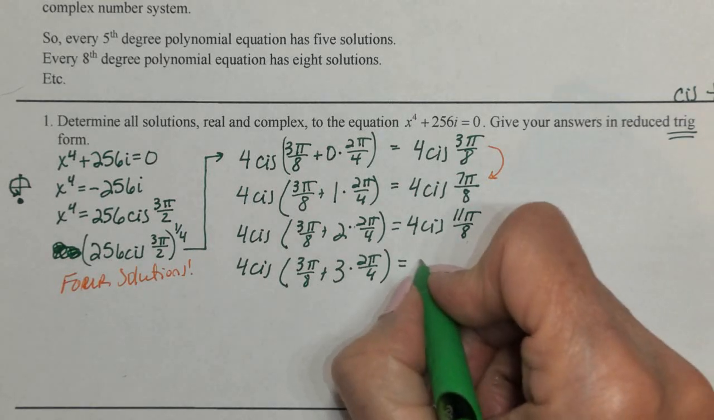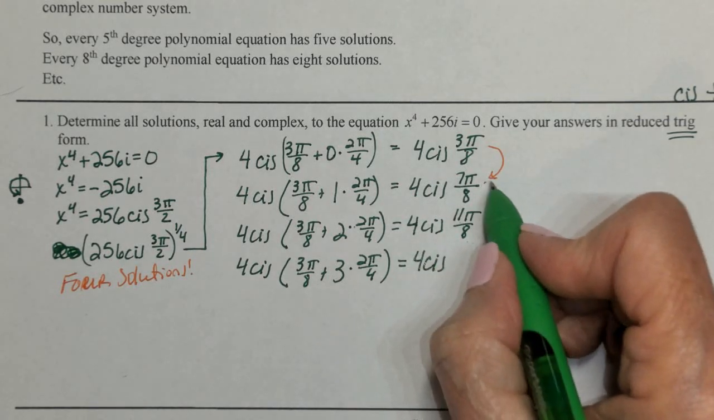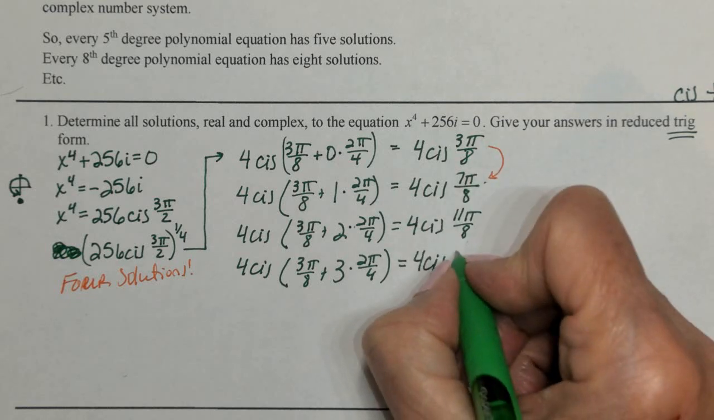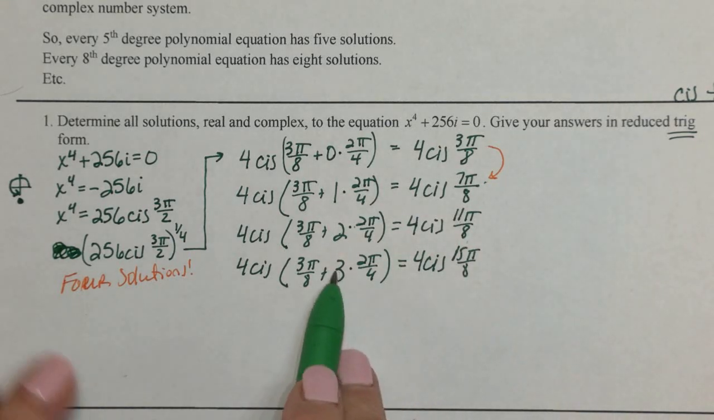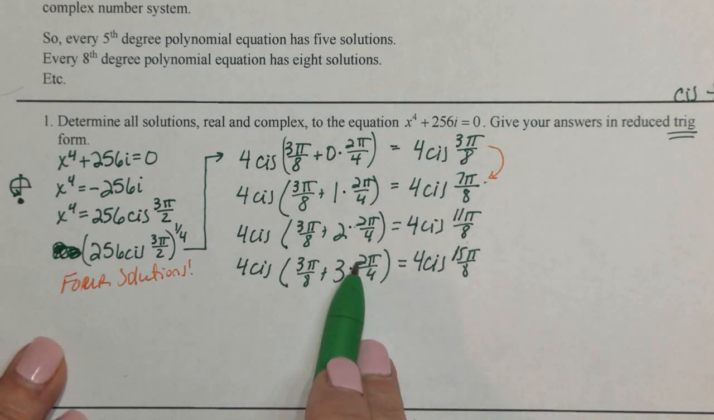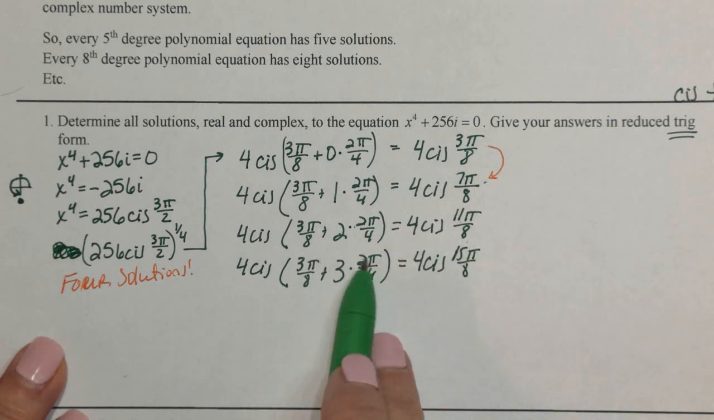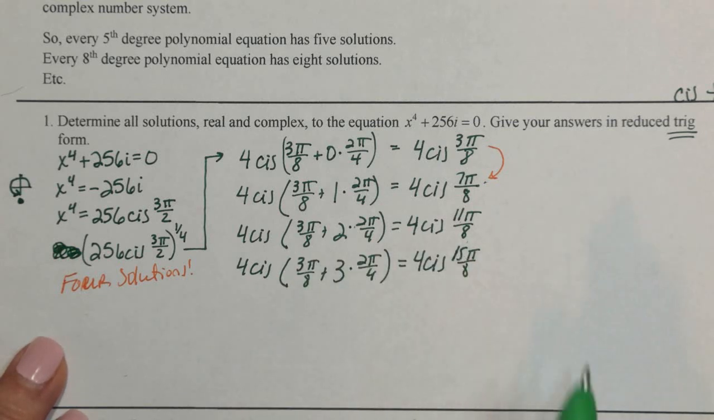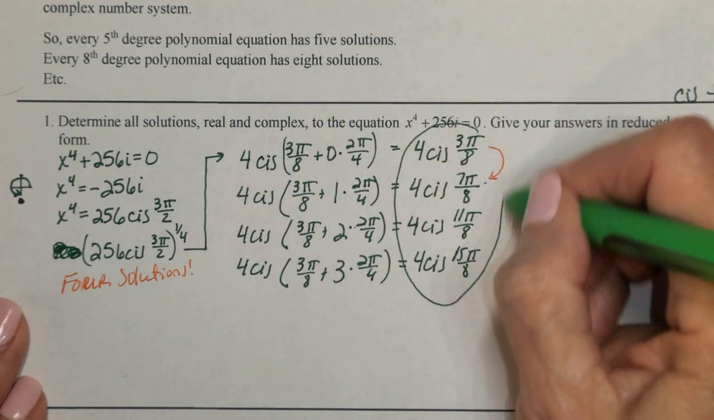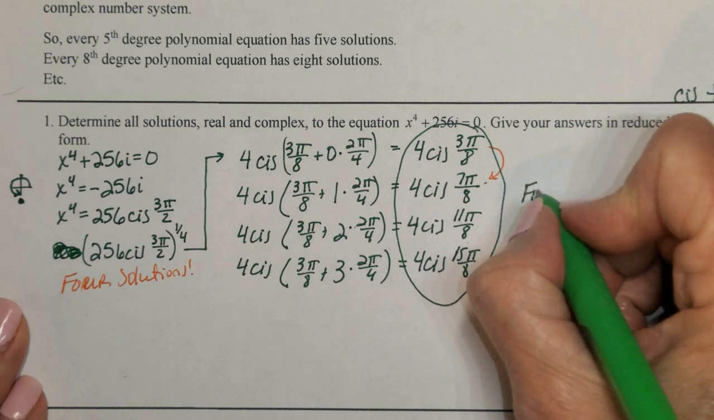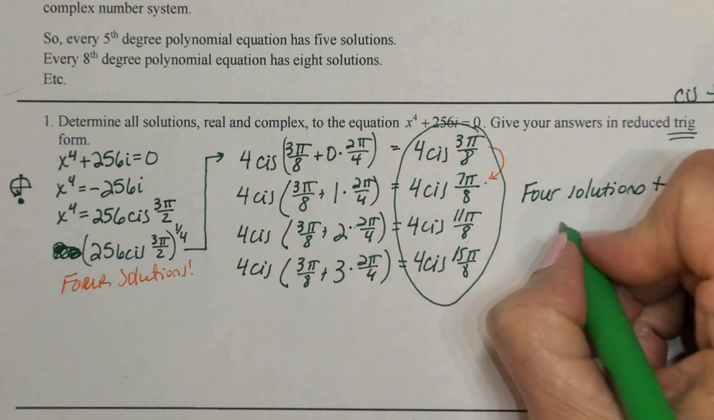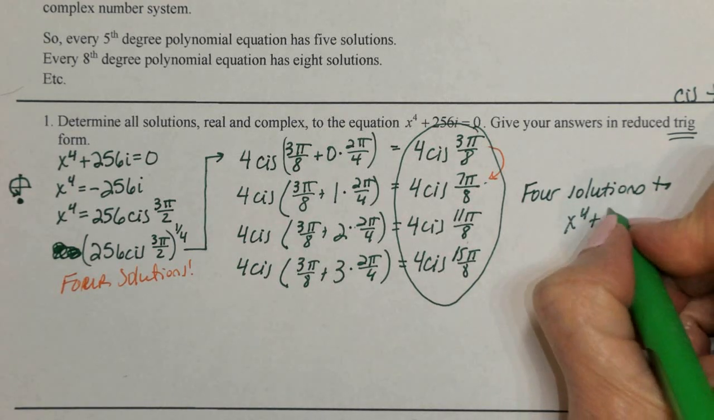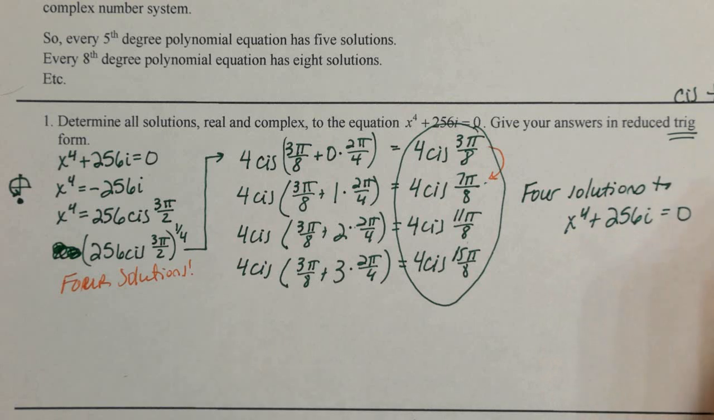The next one should be, if I add another 4 pi over 8, I should get 15 pi over 8. Let's see if I do. 6 times 2 is 12. 6, 7, 8. 12, 13, 14, 15. So, yes, 15 pi over 8. So these are the 4 solutions to the equation x to the 4th plus 256i is equal to 0.